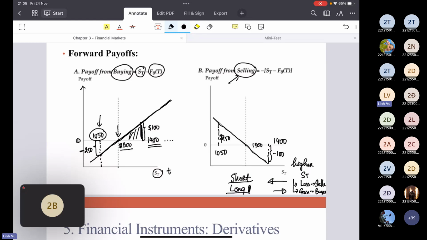Okay? But if you forecast that in the future the underlying asset would decrease in price, then you will go to the derivative market and take the short position. You will generate a gain in this case. Is this point clear? Yes or no?